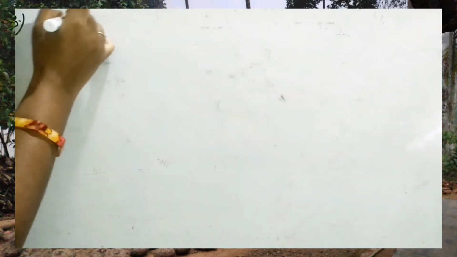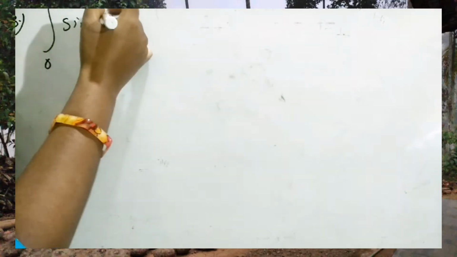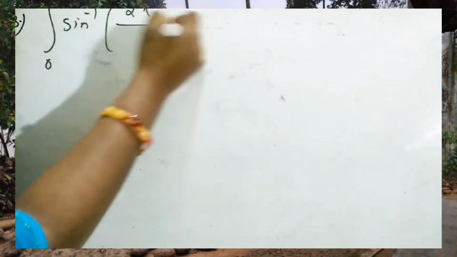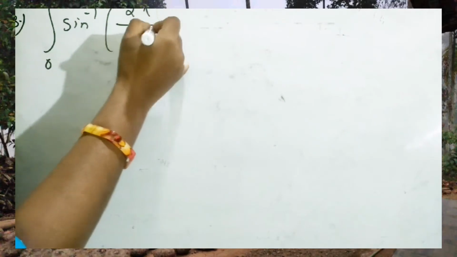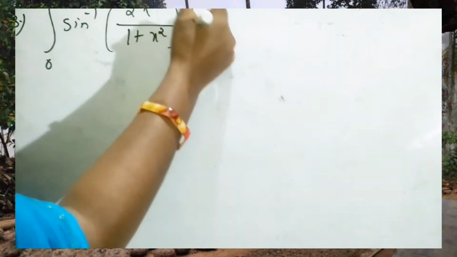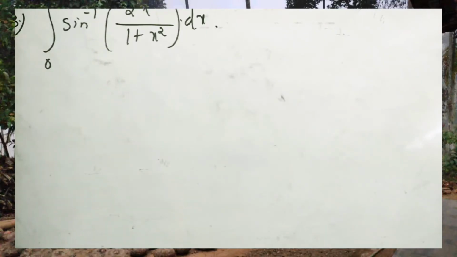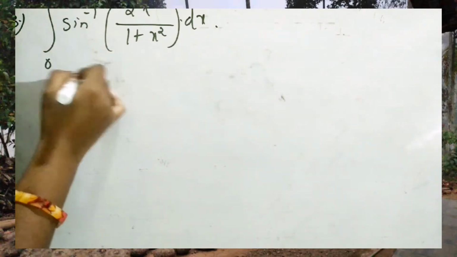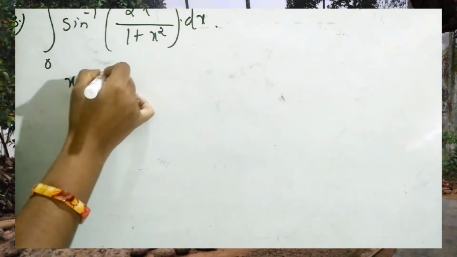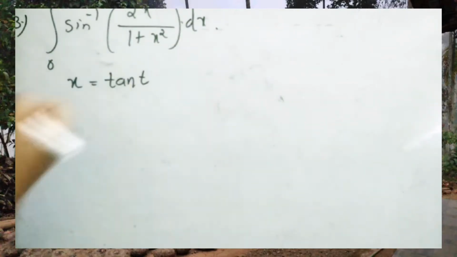Third question: integral 0 to 1 sine inverse of 2x divided by 1 plus x square dx. And here we are going to put x is equal to tan t.